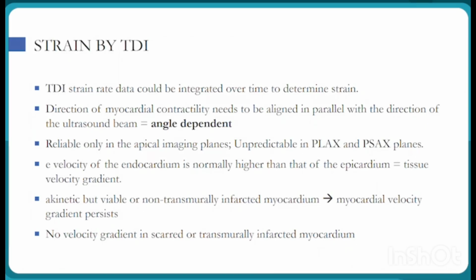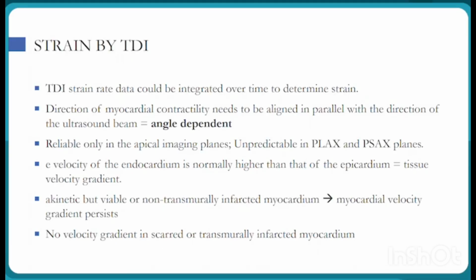The direction of the myocardial contractility needs to be aligned in parallel with the direction of the ultrasound beam. So by tissue Doppler imaging, the strain becomes angle dependent. It is reliable only in the apical imaging plane, and it becomes unpredictable in long axis or short axis planes by echocardiography. The E velocity of the endocardium is normally higher than that of the epicardium.